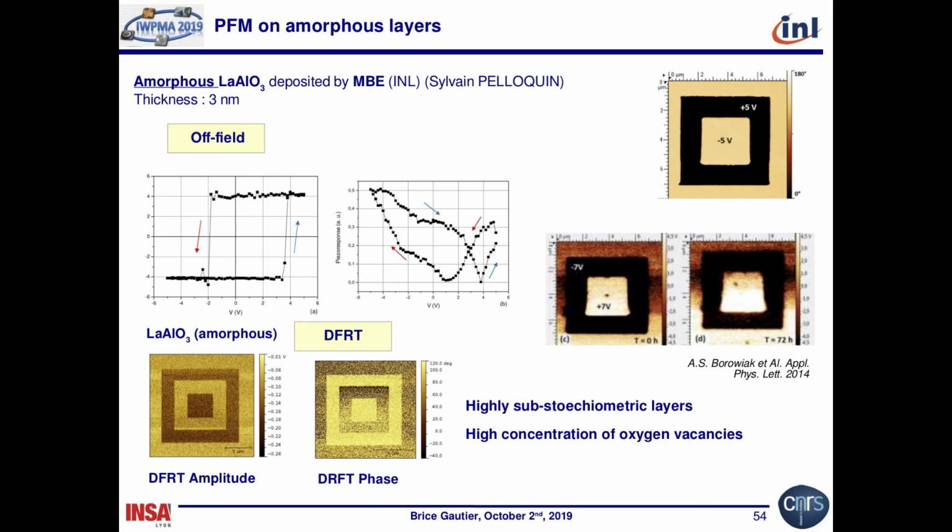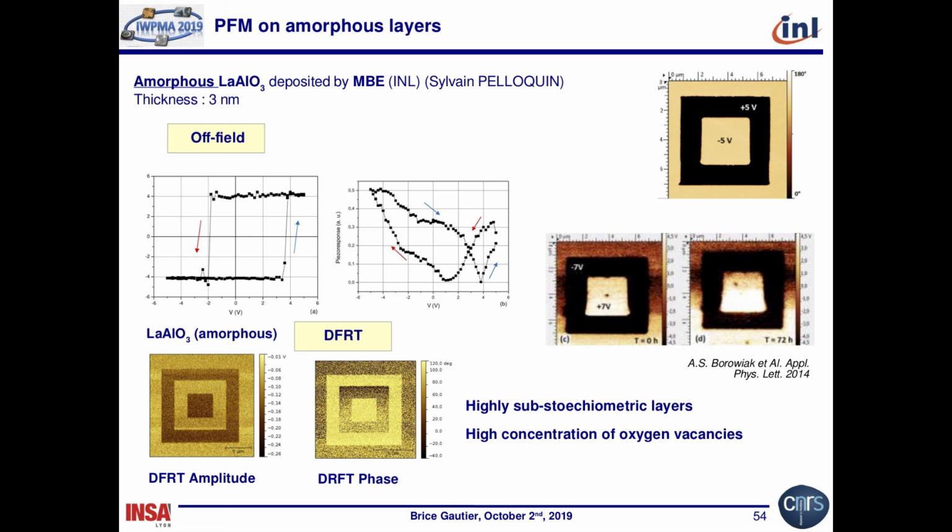Aluminium lanthanide. This is what I was thinking, I was searching for this name. 3 nanometer thick aluminium lanthanide. Amorphous. Well, even when it's crystalline, it's not ferroelectric. Perfect PFM image. And if you wait 72 hours, still perfect PFM image. It's amorphous again. Off-field loop. Perfect off-field loop. It's scary. Because in that case, if you don't have any information about the origin of the sample, it's very difficult to decide whether it is ferroelectric or not.